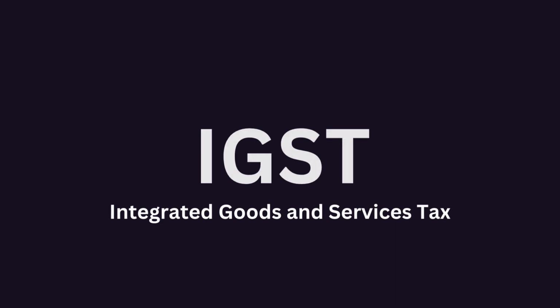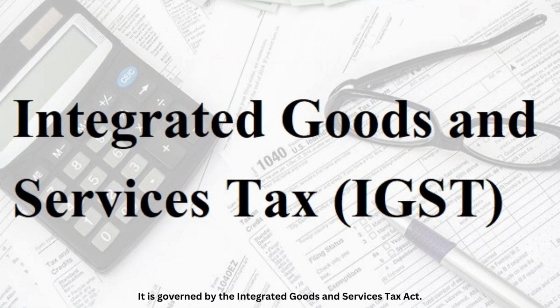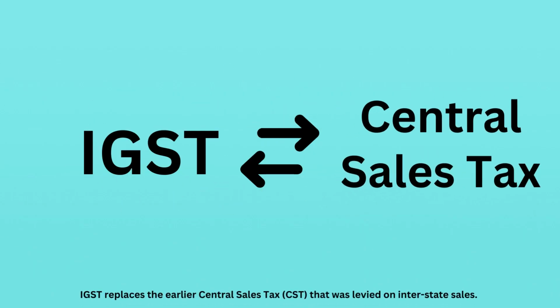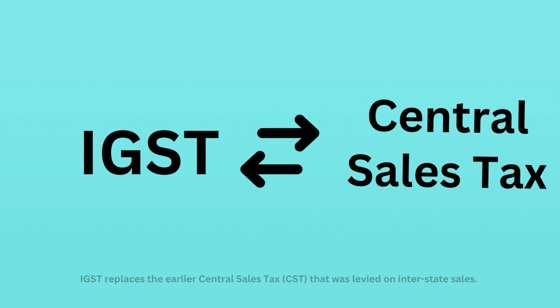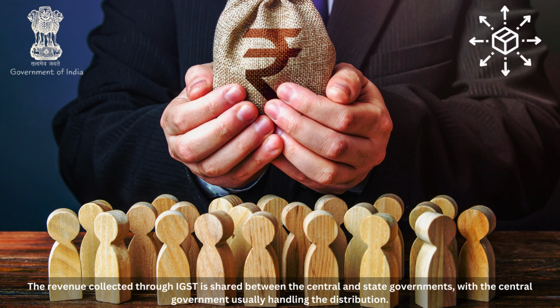Integrated Goods and Services Tax, IGST, is a component of GST levied on interstate supplies of goods and services. It is governed by the Integrated Goods and Services Tax Act. IGST replaces the earlier Central Sales Tax, CST, that was levied on interstate sales. The revenue collected through IGST is shared between the central and state governments, with the central government usually handling the distribution.